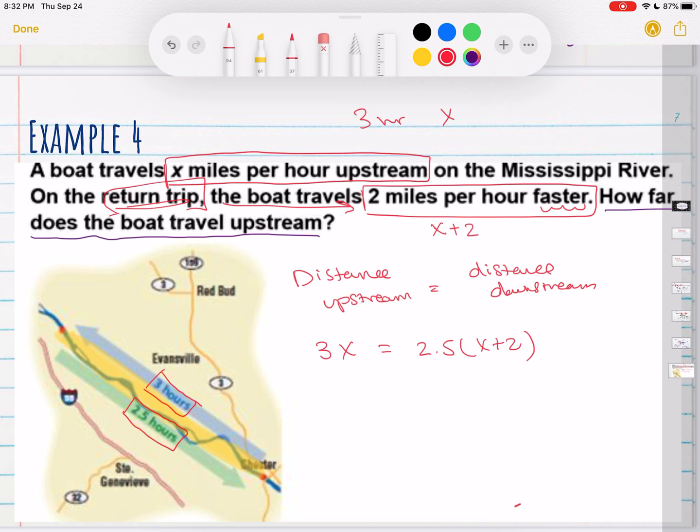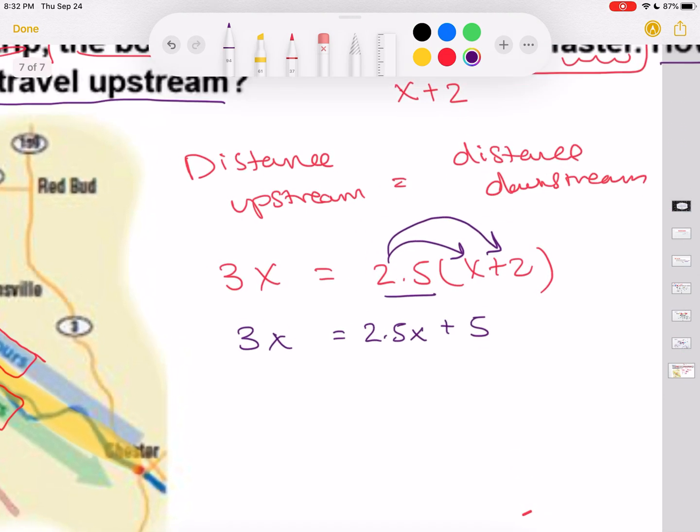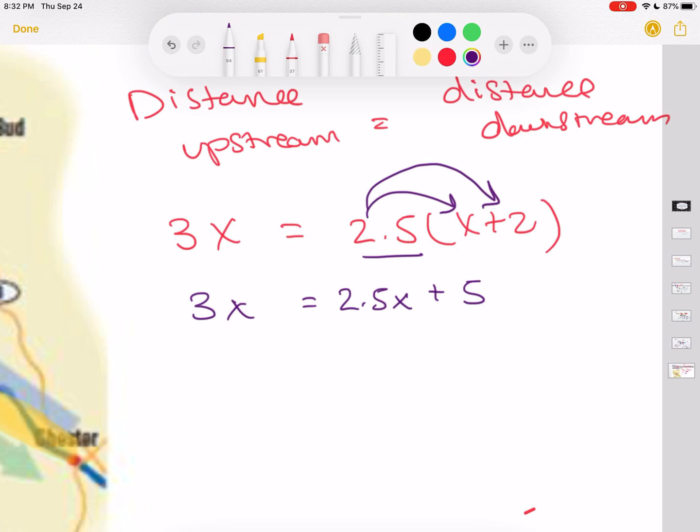It's time to solve. I have to deal with the distributive property first, so let's distribute the 2.5 in. 2.5 times x is 2.5x, and 2.5 times 2 is 5. I still have that 3x on the left. Now I have a variable on each side and a constant on the right. It makes sense to keep my variables on the left and my constants on the right.